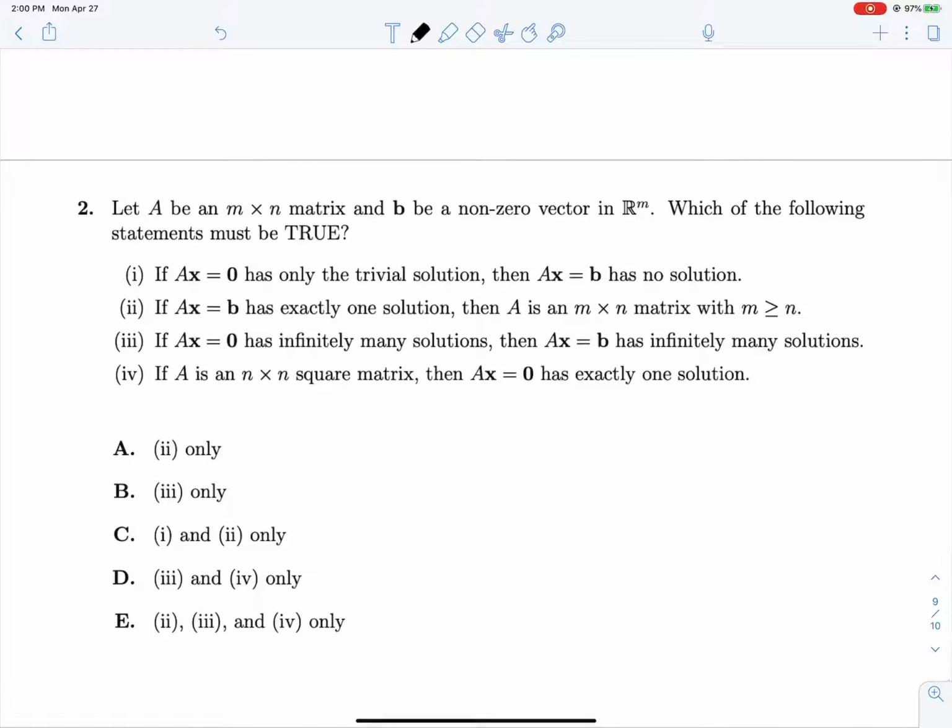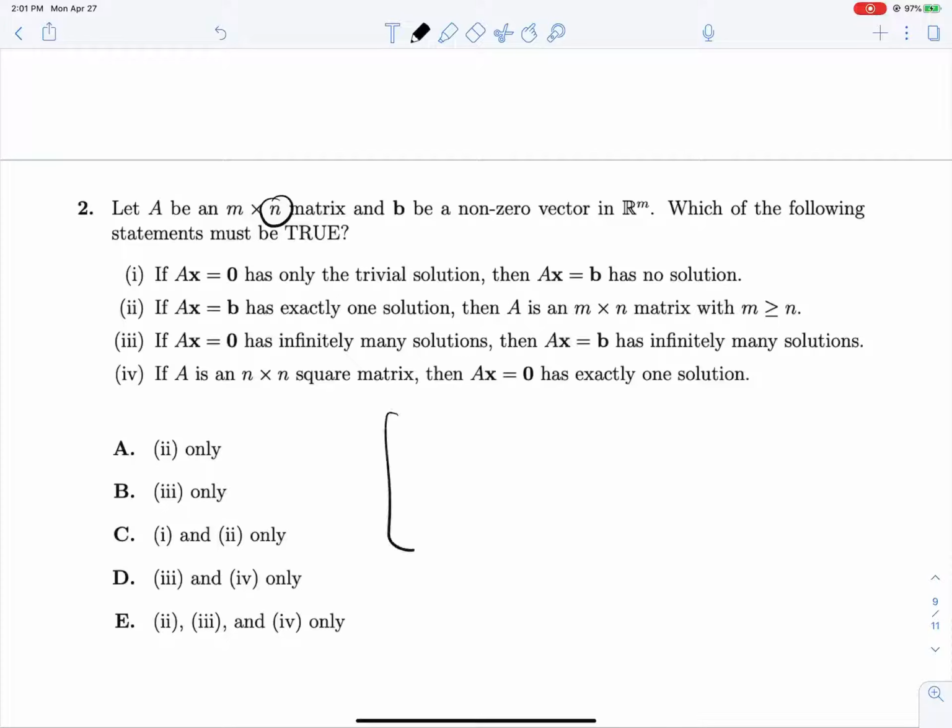And finally, let A be an m by n matrix and B be a non-zero vector in Rm. Which of the following statements is true? Okay. So something important to note for one is that the null space is a subspace of R to the n. So it's a subspace of the number of columns, and we are dealing with a vector in Rm. So what does one say? If Ax equals 0 has only the trivial solution, then Ax equals B has no solution.